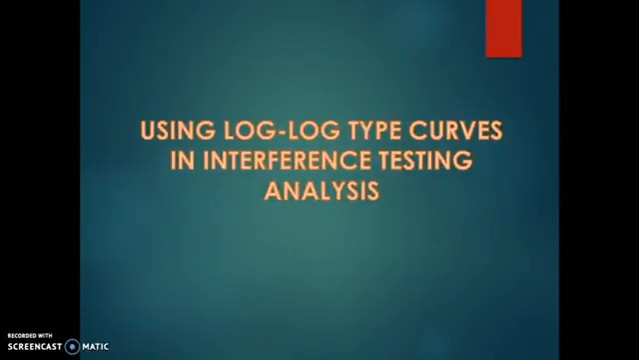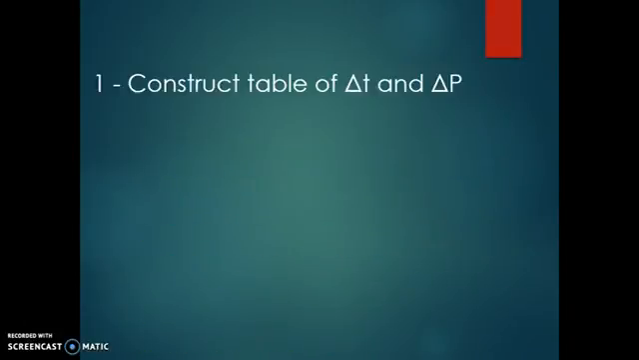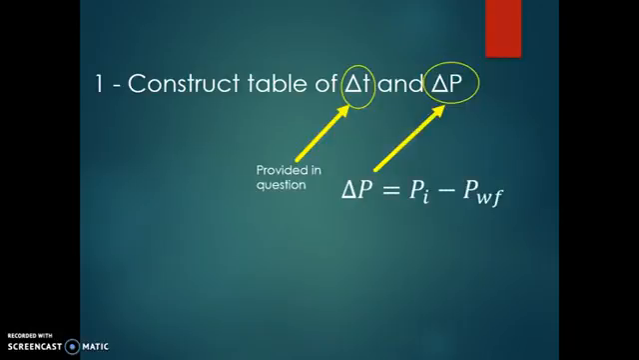Hi guys, I'm Mark and I'll be talking about how we can use type curves in analyzing interference testing. This is a common question in exams, by the way. First off, we tabulate delta t and delta p as we intend to plot them against each other in the next step. Delta p values are generally available, but we may need to compute the corresponding delta p values via the following equation.